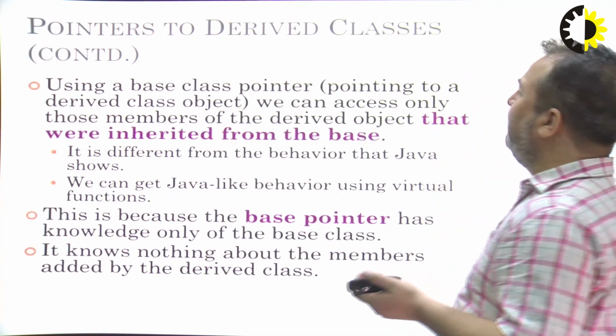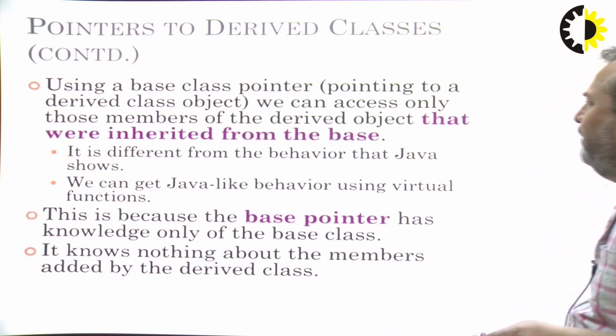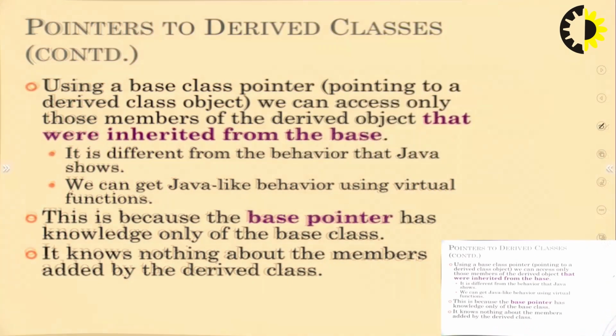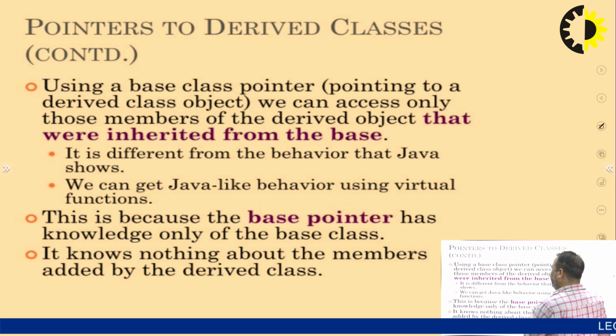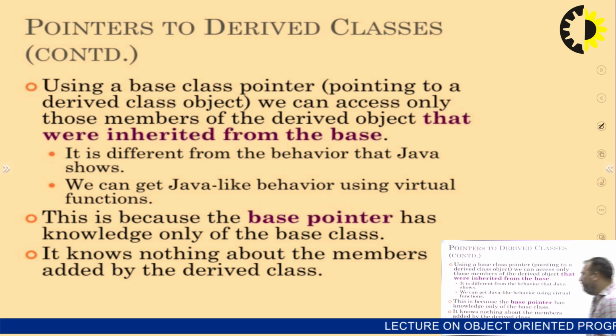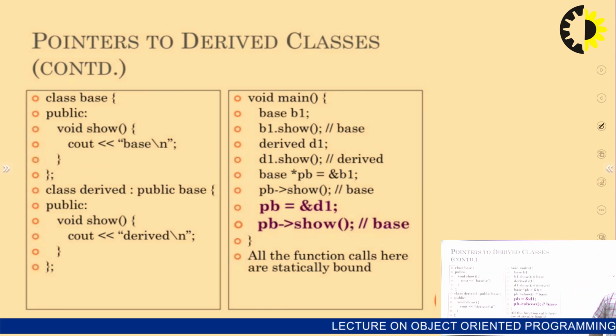Using a base class pointer pointing to a derived class object, we can access only those members of the derived object that were inherited from the base. It is different from the behavior that Java shows. In Java we could not do like that. You can get Java-like behavior using virtual functions. This is because the base pointer has knowledge only of the base class. It knows nothing about the members added by the derived classes.